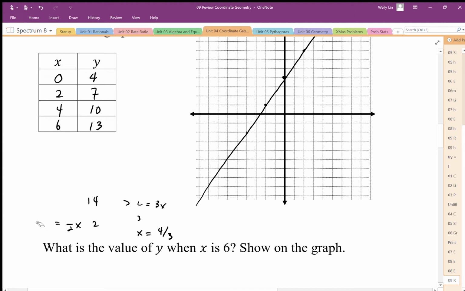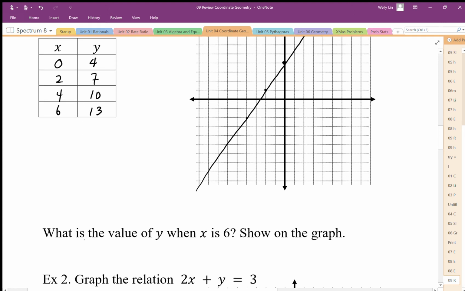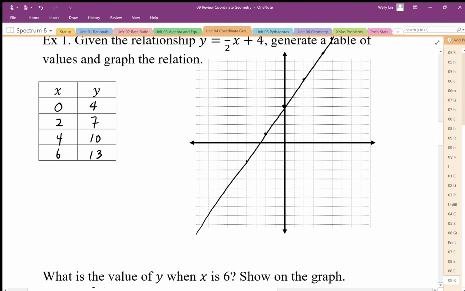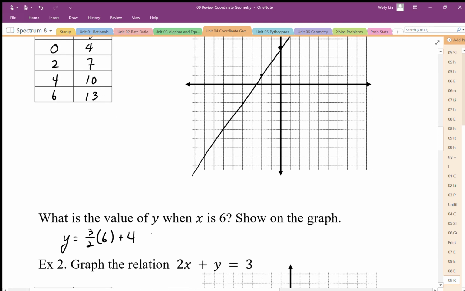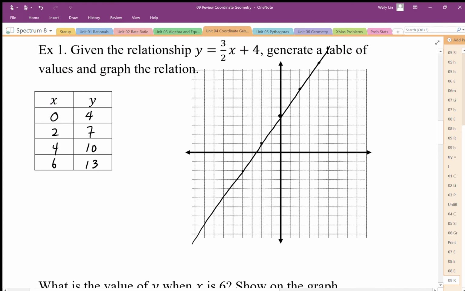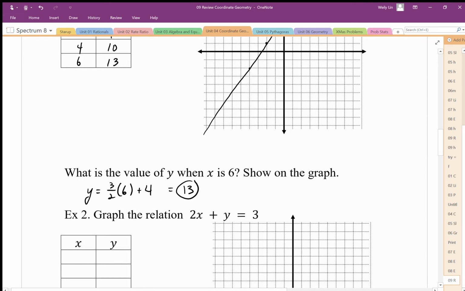When x is 6, I just plug it in. So same idea. I'm going to plug the x coordinate into my equation. x is 6, and I can calculate the y value. So in this case, I get y is equal to 13, which is about right if I were to extend this graph.